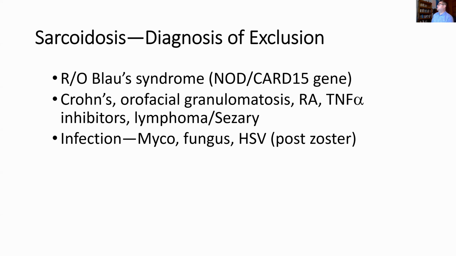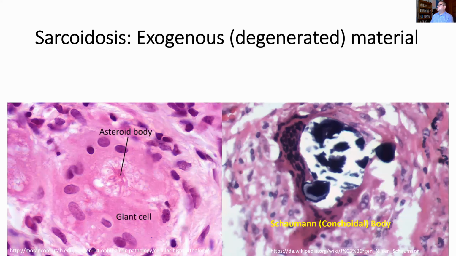So other things in this diagnosis of exclusion, you have to rule out Blau syndrome, which is board material, NOD2 CARD15 gene. Make sure patients don't have Crohn's, orofacial granulomatosis, I'll mention later, rheumatoid arthritis, a reaction to TNF alpha inhibitors. And rarely lymphoma. We talk about the granulomatous slack skin in mycosis fungoides, which is very, very rare and generally is not a problem in making this diagnosis. And then back to infections, just always mycobacterium. And then know that post-zoster herpetic dermatitis can be granulomatous.